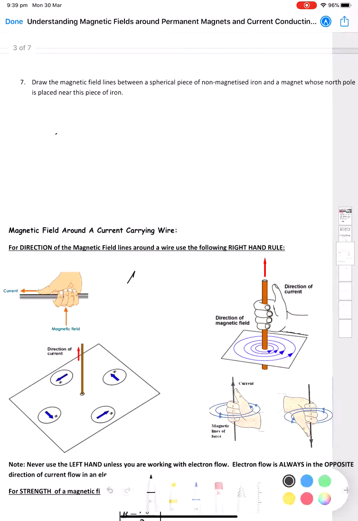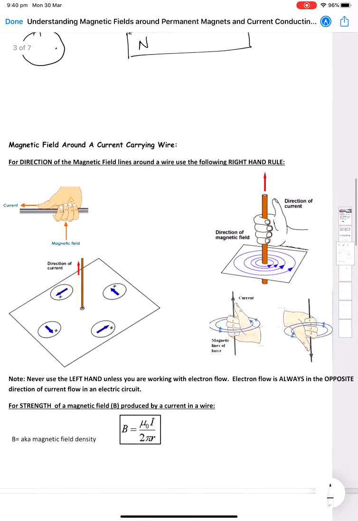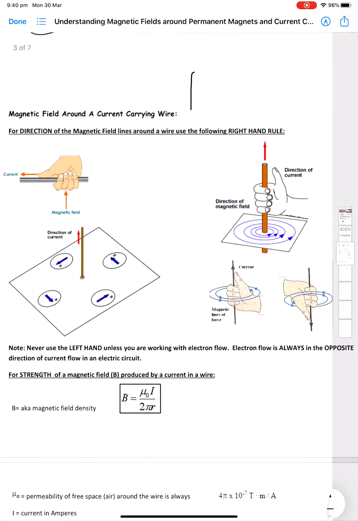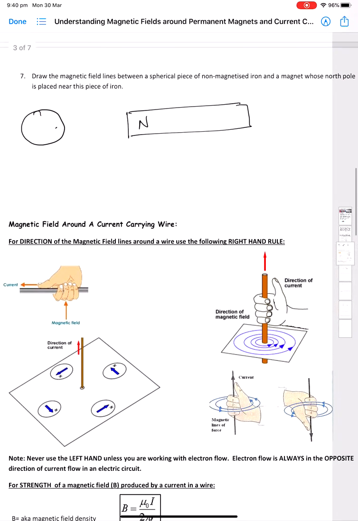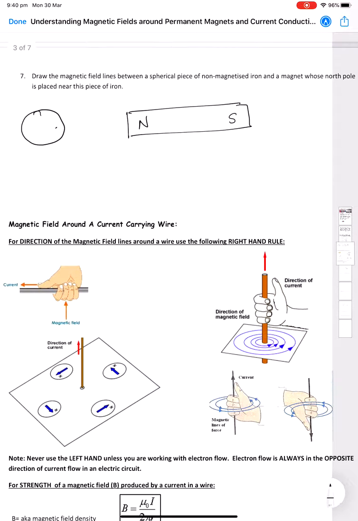So we're going to draw a sphere here and then draw ourselves a permanent magnet with the North Pole placed near the iron ball. Sorry, technical difficulties here. Need to erase that. Scroll back up. All right. And the South Pole there.